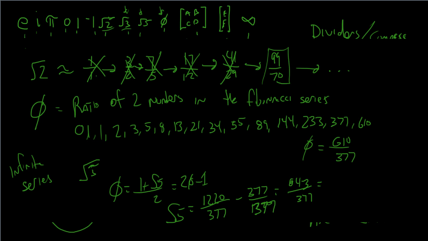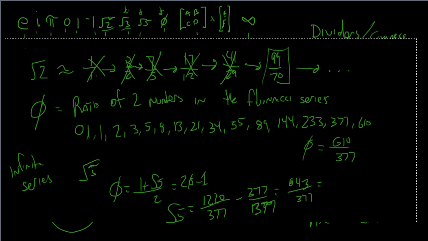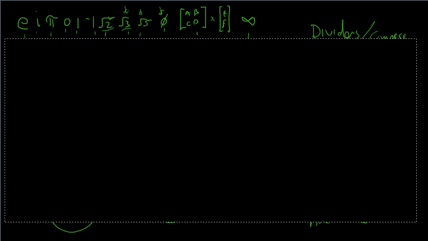All right, so e to the i pi, 0, 1, minus 1, the square root of 2, the square root of 3, the square root of 5, phi. A matrix, a vector, especially how they work together, and infinity. The last one, just so we can keep on the theme and not forget, is in fact pi. There's lots of ways to express pi.